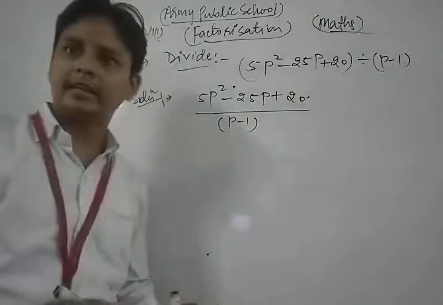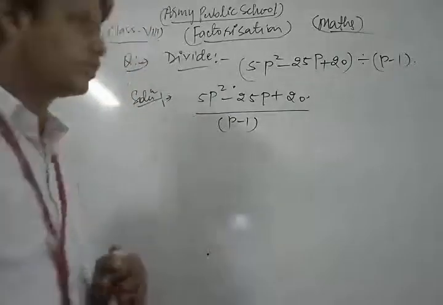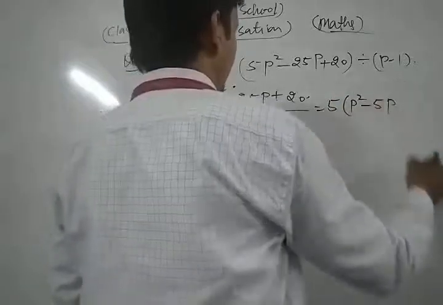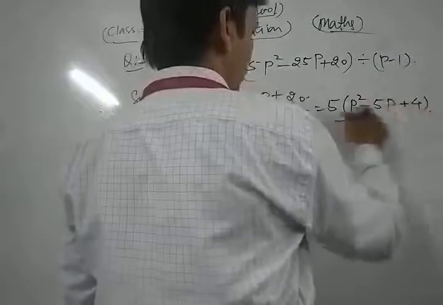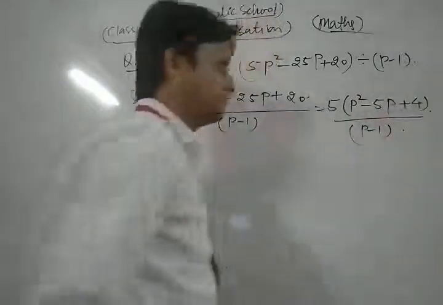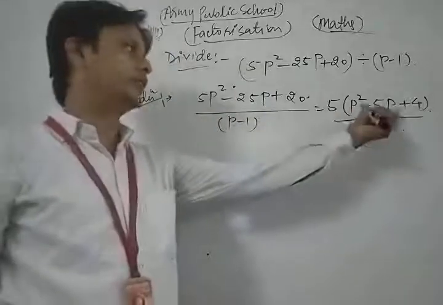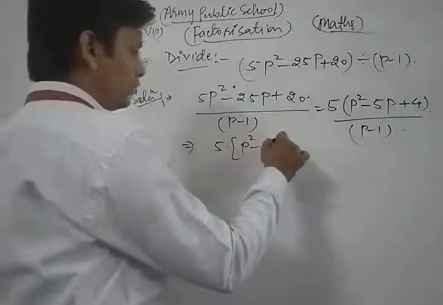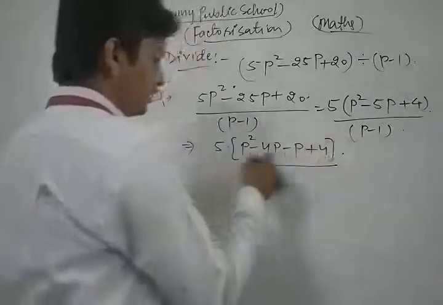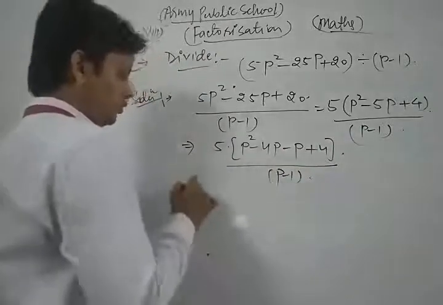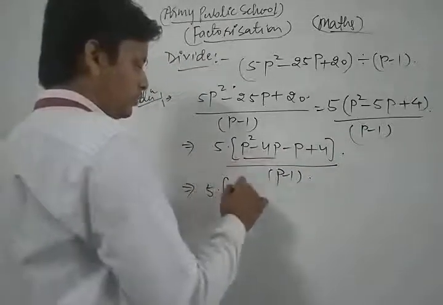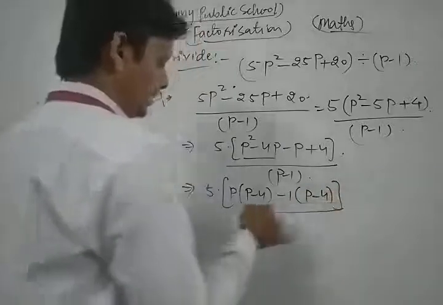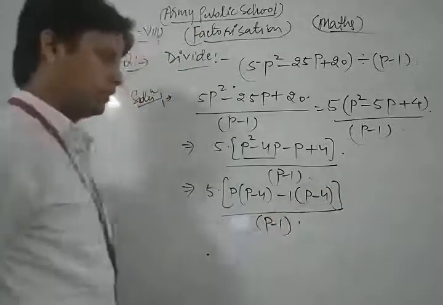Now first of all we take 5 as common. So if we take 5 as common, we get p square minus 5p plus 4 divided by p minus 1. Now we factorize this, so we get 5 times p square minus 4p minus 1p plus 4 divided by p minus 1. Now from these two terms we take p as common, so we get p minus 4, and from the other two terms we take minus 1 as common, to get p minus 4, and in the denominator we write p minus 1 as it is.